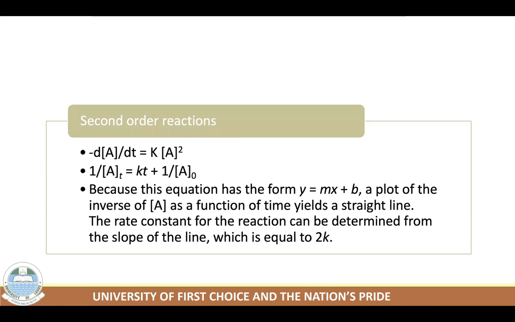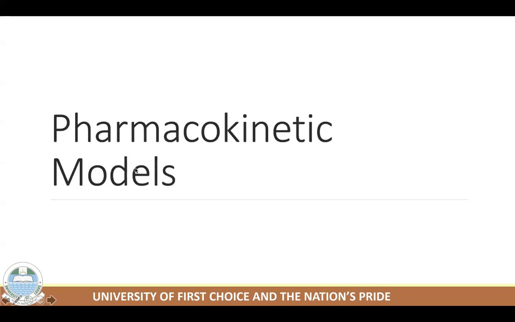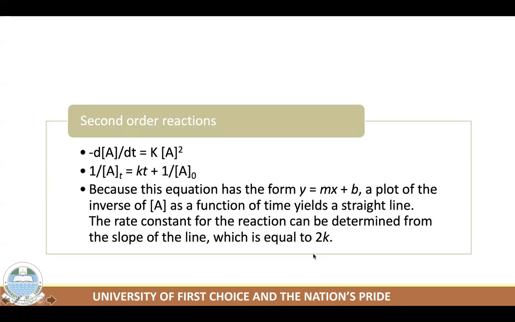But note that in this case, the slope of the reaction is equal to 2k, not k. So the slope, m, that you will get from this reaction will be 2k. So whatever you get from your equation, remember to divide m by 2 to get your k.